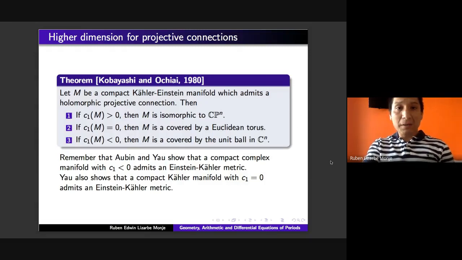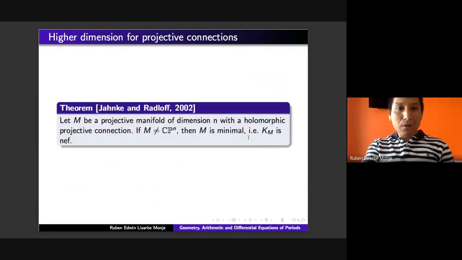This is in general. Another theorem, for example, Jahnke and Radloff, 2002, shows that if M is a projective manifold of dimension n with a holomorphic projective connection, and M is different from CPn, then M is minimal, its canonical bundle of M is nef. So in the case of projective, it is minimal.